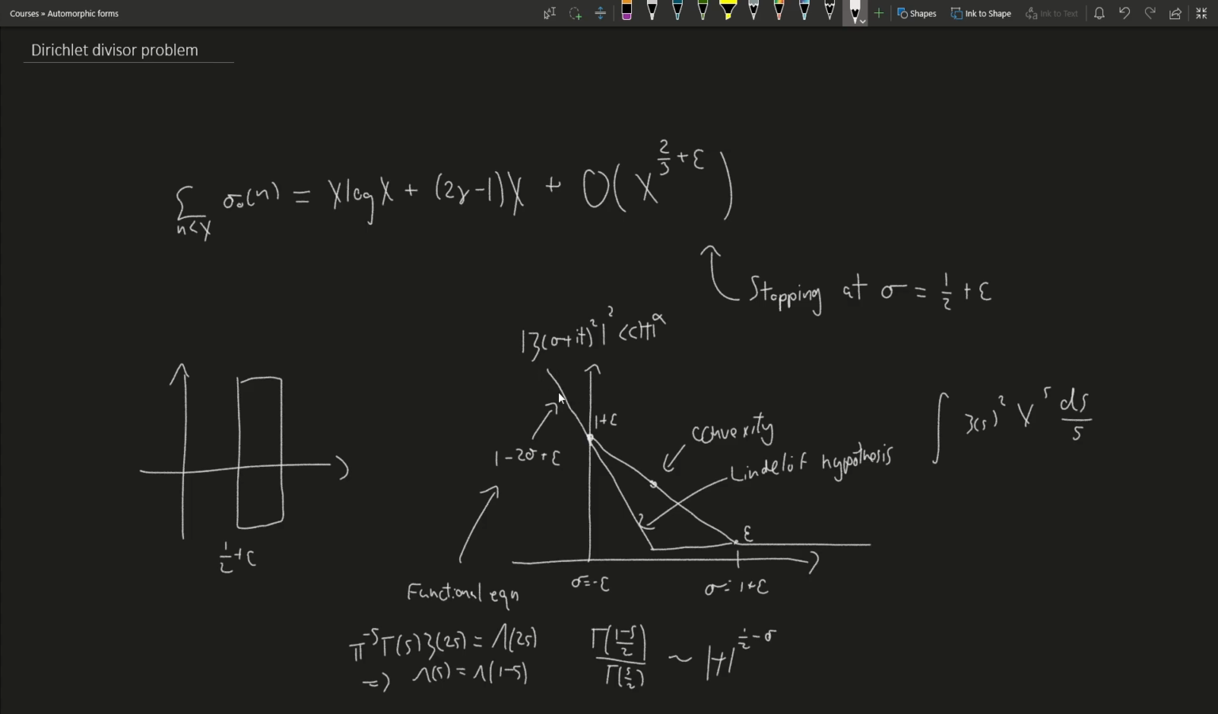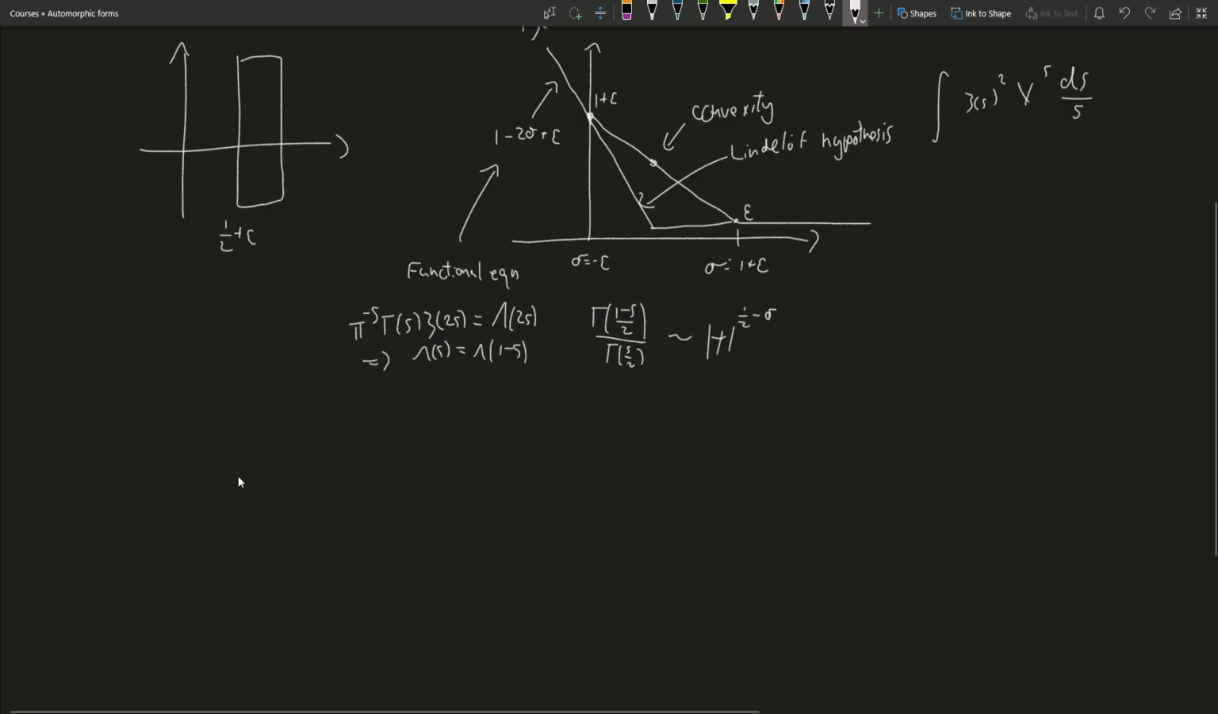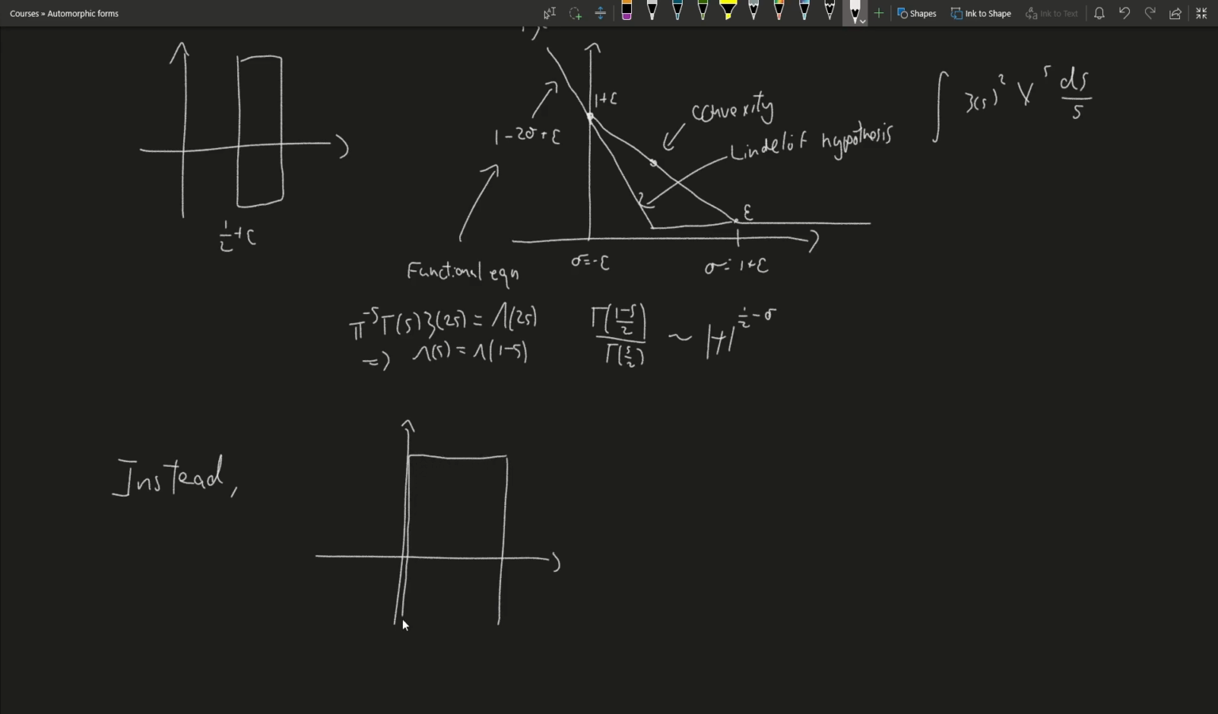Because over here you have just the functional equation, which is essentially totally trivial, right? So you know for sure what the growth is over here from the functional equation. It's only in the critical strip that it's mysterious. So if instead you extend over here, so instead you'll take the rectangle, something like this. And where exactly you land relative to this doesn't super matter.